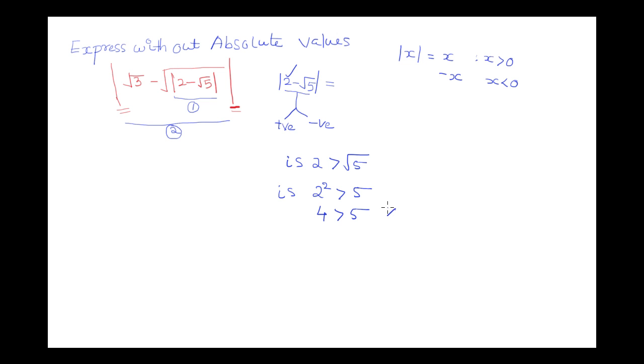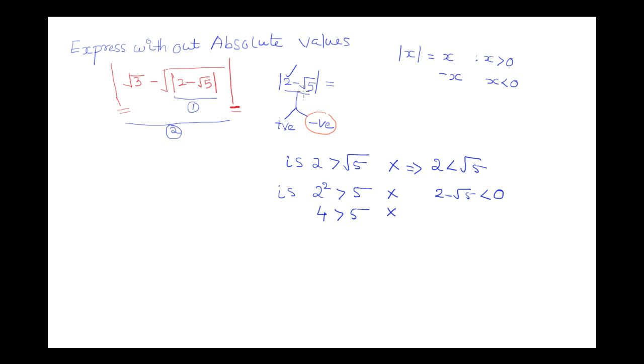No, this is wrong. When this statement is wrong, the previous statement is wrong. That means this statement is wrong, which implies 2 is less than root 5. When 2 is less than root 5, 2 minus root 5 is going to be less than 0. That is, this number 2 minus root 5 is negative.